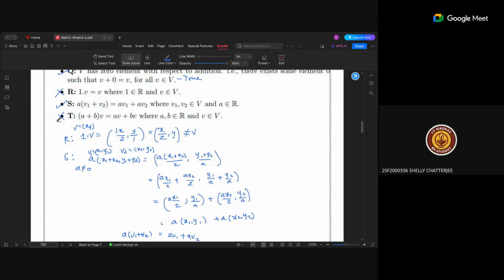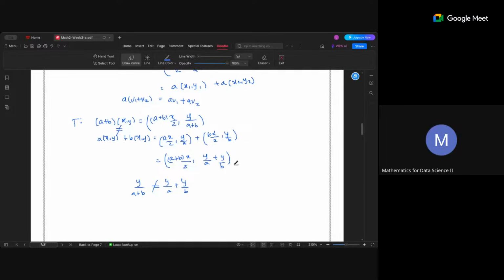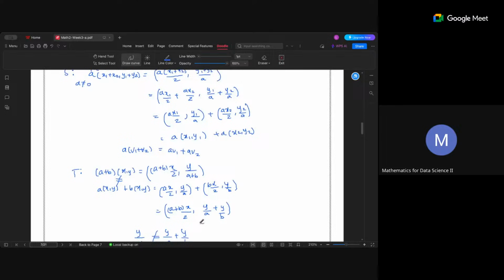Ma'am, can you please explain the last option? In the last option, I have computed the LHS separately and RHS separately, and I see that the second coordinates of the LHS and RHS do not match. Hence, they are not equal, and hence option T is incorrect. Fine.